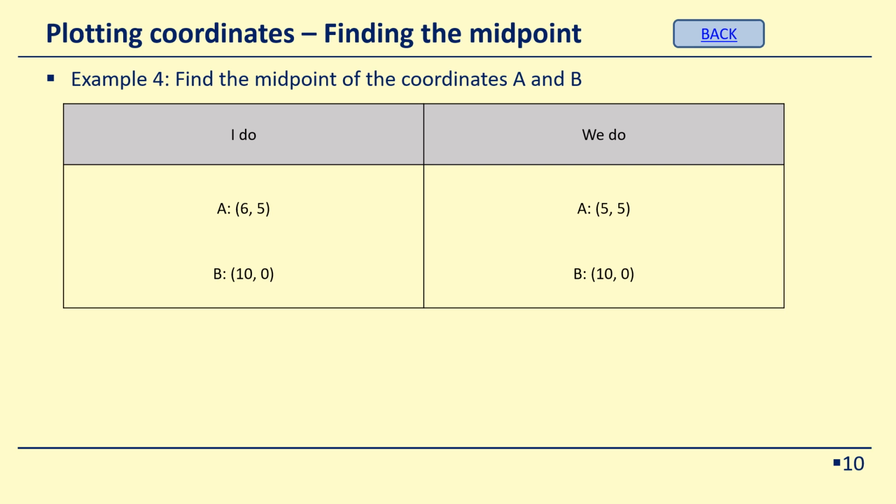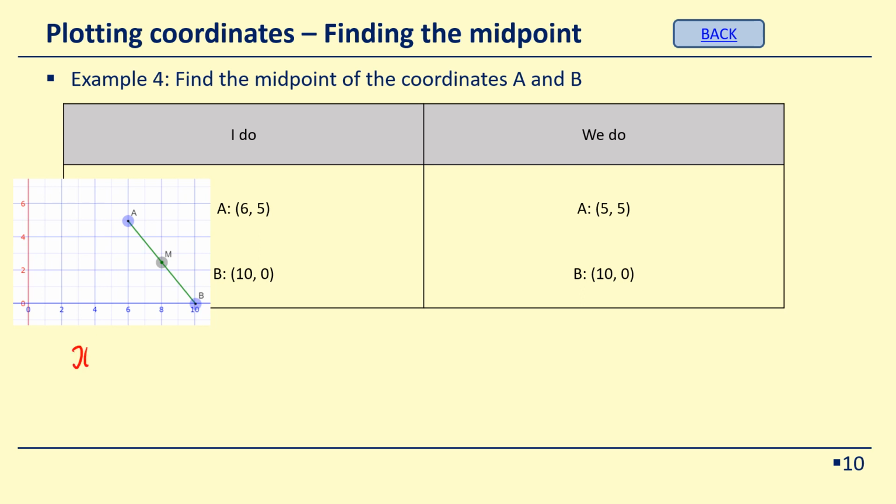Okay, bigger numbers. There's a little graph. So this is 6, 5 and 10, 0. So the x, 6 add 10, 16. 16 divided by 2 is 8. Right? 5 add nothing.